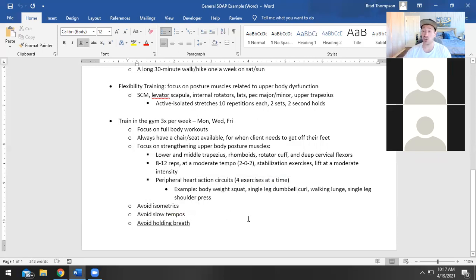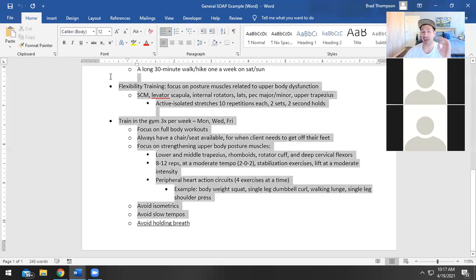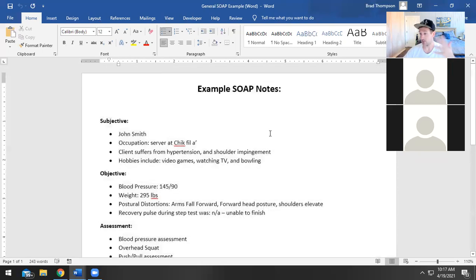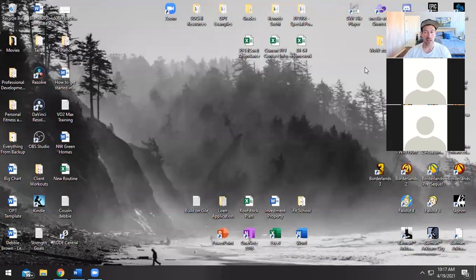So this is a general plan. Now, is this an actual workout? No, that's what I've got to write next. But I've got my action plan, right? That's what this is going to look like. So any questions on that? You start to see a little bit of what SOAP notes look like, guys.